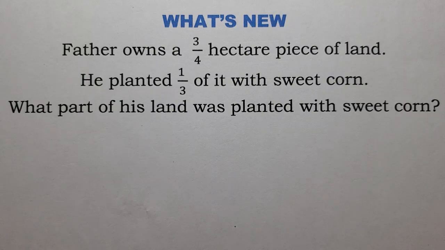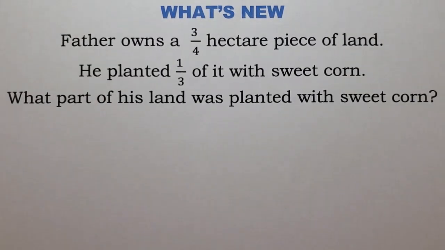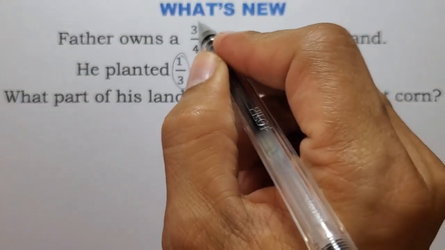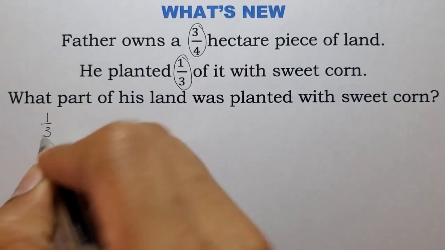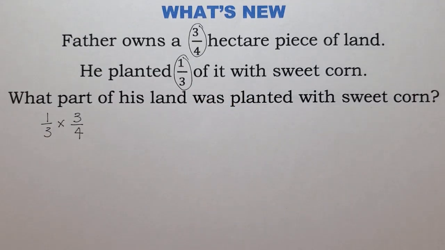What are the given? The given that we have here are the 3/4 hectare piece of land and of course the 1/3 part which is planted by sweet corn. Now, this problem can be solved through an illustration. For example, you have to illustrate 3/4 or 1/3 of 3/4. In this problem, you are only asked to get 1/3 of 3/4. However, it would be best if you will illustrate this problem through a model or drawing.